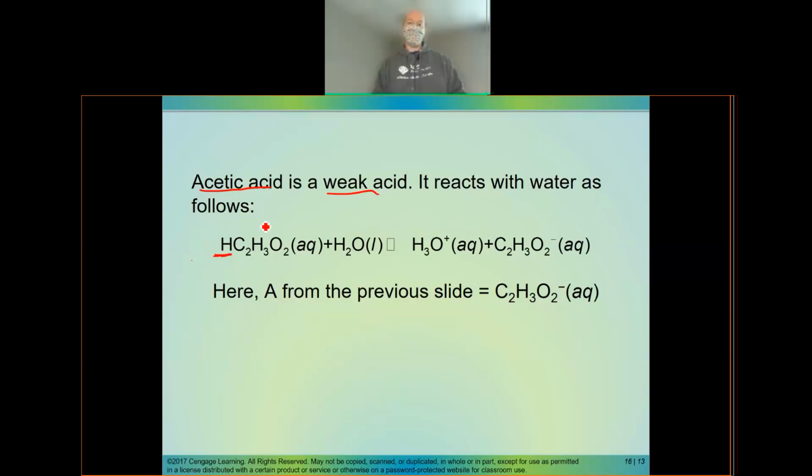So I'm still going to write this exactly the same way. I'm going to write this as HA, and I know that when I'm talking about acetic acid, my A is my acetate. It's just easier to write. You can just write it as your HA plus H2O, H3O plus, and your A minus. So that works for any monoprotic weak acid.